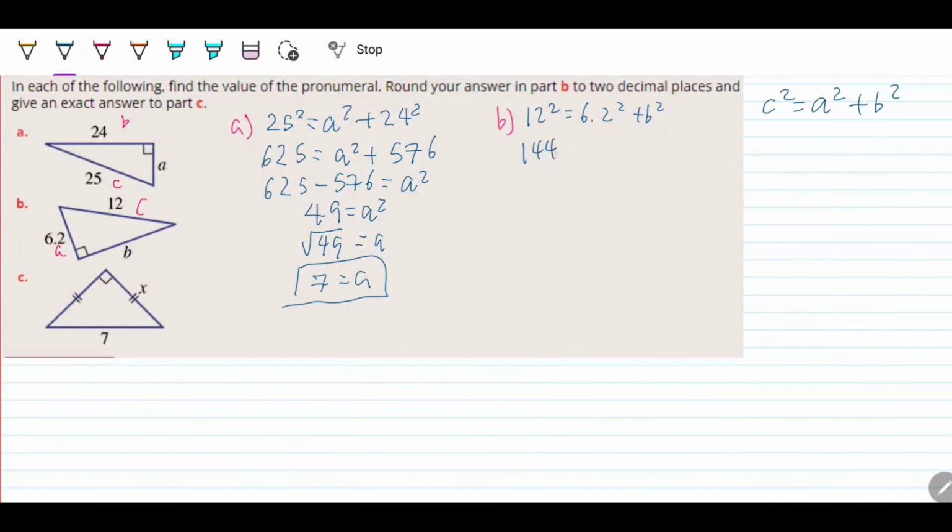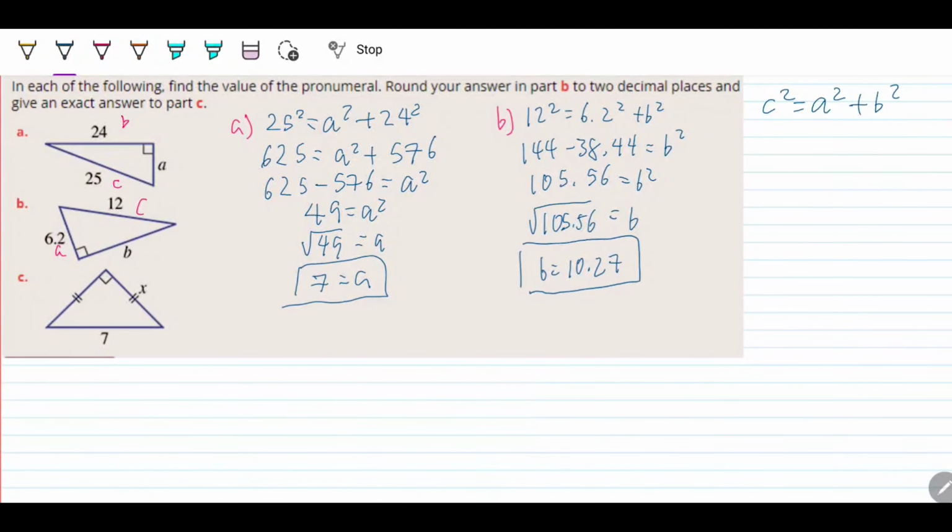So now we have 144 minus 6.2 squared, which would give me a value of 38.44 equals B squared. 144 minus 38.44 will give me 105.56 equals B squared. Find the square root of 105.56, and that will give you B. So if I put this on my calculator, that should be the same as B equaling 10.27 if I round it to 2 decimal places.